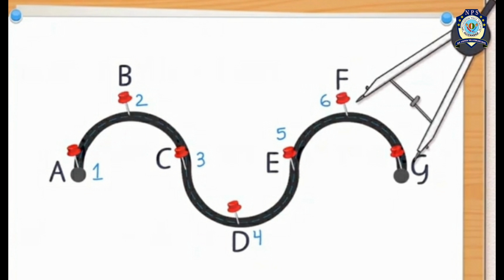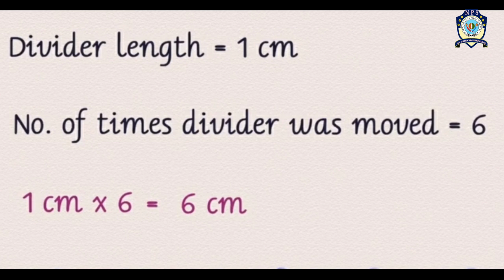Now like this I will calculate the length of the curved line with the help of divider. For that I'll do the further. As you can see here that the divider length was 1 centimeter. Number of times divider was moved over a curved line is 6. So 1 centimeter into 6 is equal to 6 centimeter. Hence I got the length of the curved line, that is the curved line was 6 centimeter long.